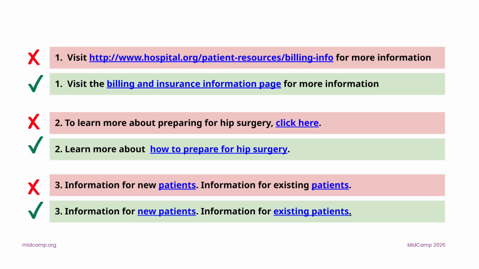Next one, information for new patients. Patients is our text link. Information for existing patients. Patients is our text link. Again, not really sure what's going to happen here. I know I'm going to something for patients, but why are there 2?